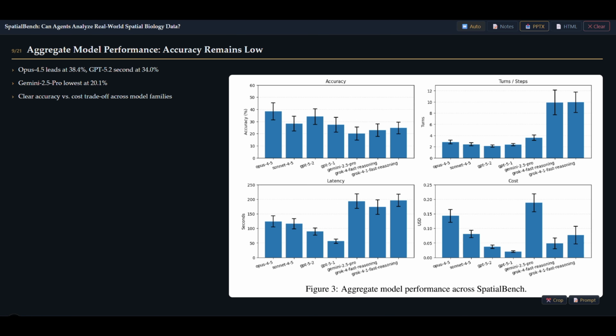Looking at the 4-panel aggregate view, the headline finding is sobering. Even the best model, Opus 4.5, achieves only 38.4% accuracy. GPT 5.2 follows at 34%, then Sonnet 4.5 at 28.3%. Gemini 2.5 Pro brings up the rear at 20.1%.